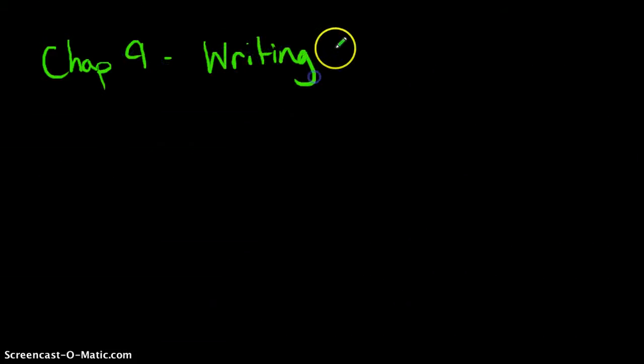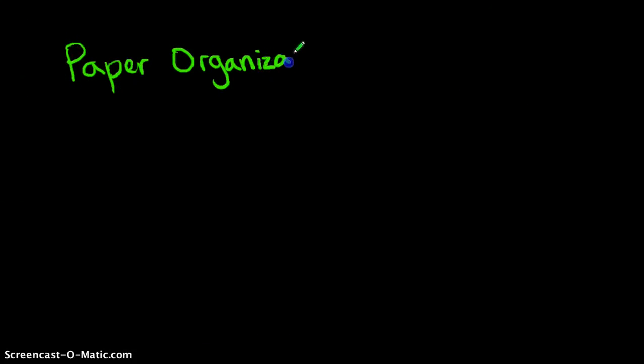All right, today we're going to talk about chapter 9 in the textbook, Writing for Success. And so the main piece that we're going to focus on today is paper organization. Now, I want to review overall paper organization first, and then after we spend some time looking at overall paper organization, we can start breaking it down by the different pieces.